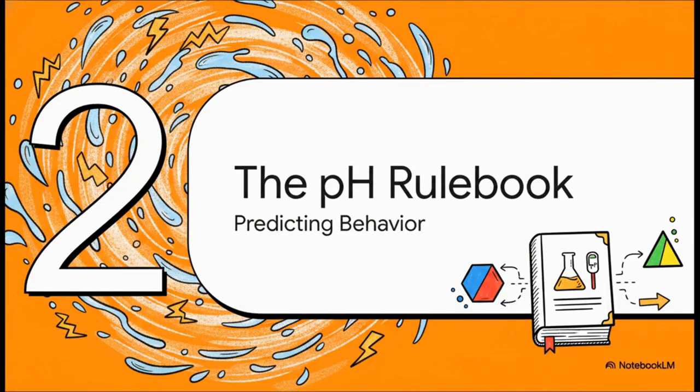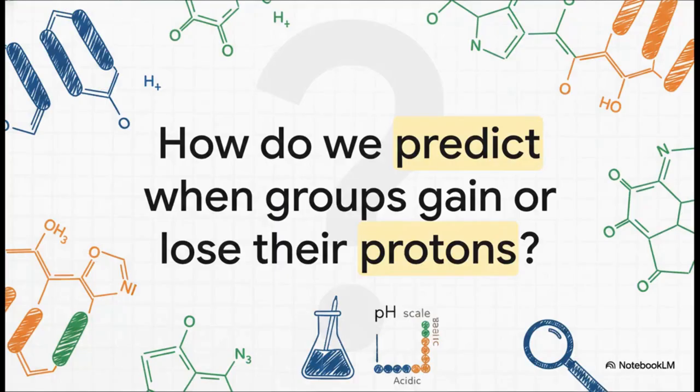Okay, so we know they have these two different groups, but what happens when you change their environment, say by making it more acidic or more basic? How do we predict what they're going to do? Well, it turns out there's a rule book for that. And that's the big question, isn't it? How can we predict exactly when these groups will decide to gain or lose their protons? This is like a central question in biochemistry. We need a reliable way to know when this proton handoff is going to happen. And lucky for us, we've got just the tool for the job.